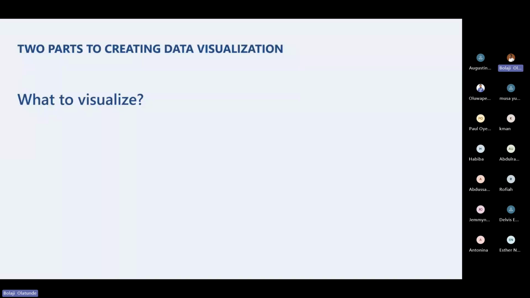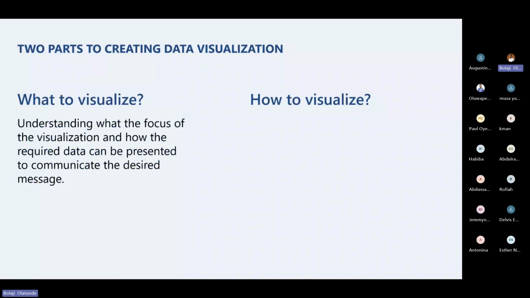You know the data that you want to show. You know how you want to construct that data. You know if it's a line chart or a bar chart, or what kind of chart choice is going to be valuable to communicate that insight. That's the what to visualize, and to me, it's the most important part, because once you know what to visualize, how to visualize it is usually easier. In the what to visualize, you're just trying to understand the focus of the visualization and how the required data can be presented to communicate the desired message.